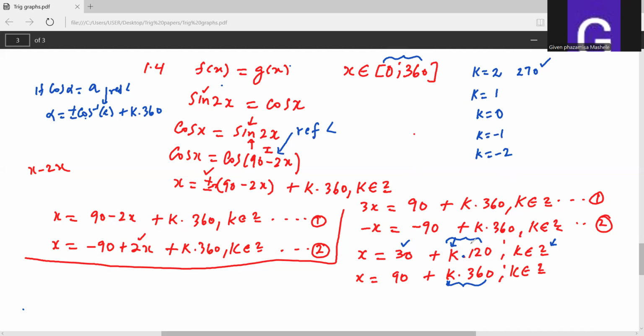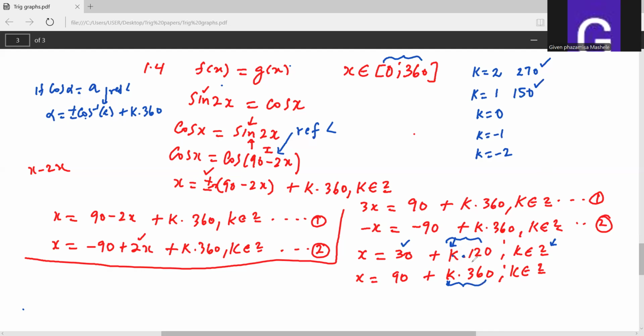Let's now substitute by 1. 1 multiplied by 120 is 120, and 120 plus 30 will give us 150 degrees. So 150 degrees is the correct one, ladies and gentlemen. Let's now put 1 in the second expression. 1 multiplied by 360 is 360. 360 plus 90 is a bigger angle. We're not going to take it.